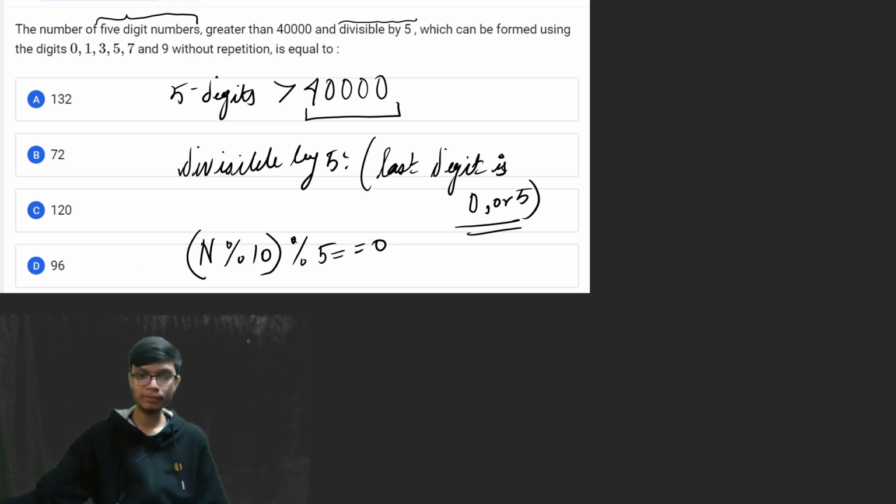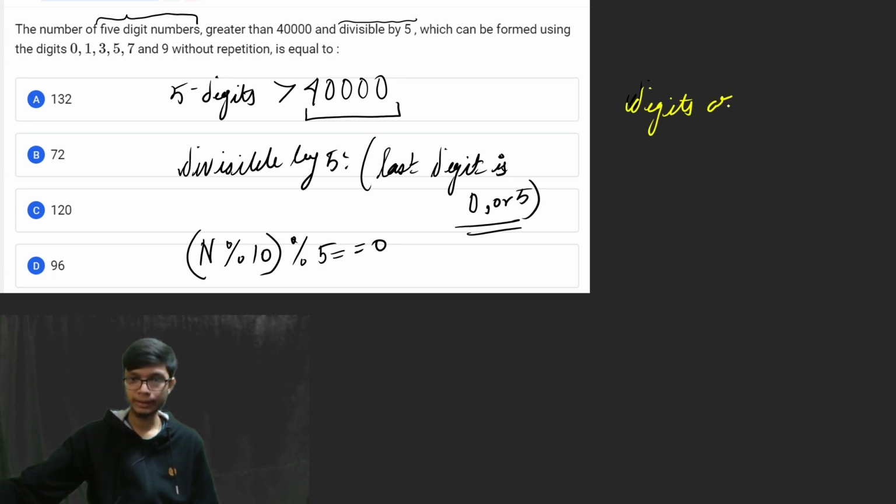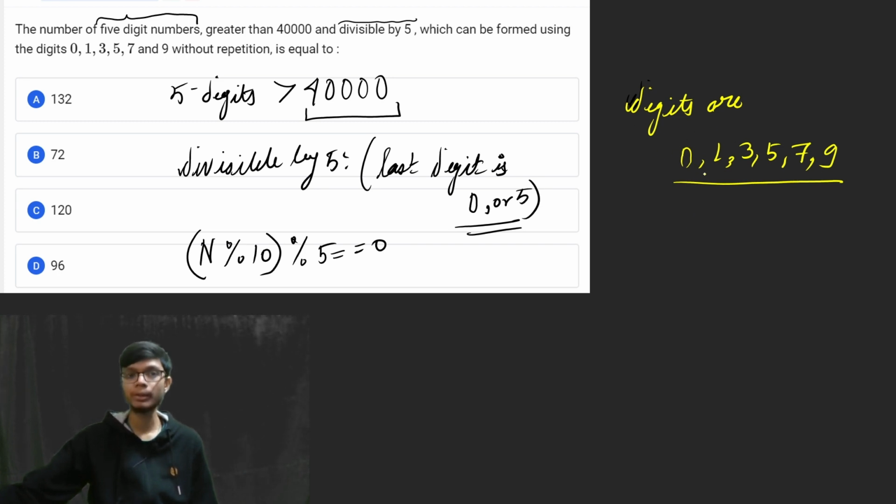Apart from this, we have to look for numbers whose last digit is 5 or 0. Now, what are the possible cases? We have to look for 5-digit numbers, and the digits are also specified in the problem. The allowed digits are 0, 1, 3, 5, 7, and 9. They are the possible digits. Since this number must have these digits, be greater than 40,000, and also be divisible by 5, let us look at the possible configurations.